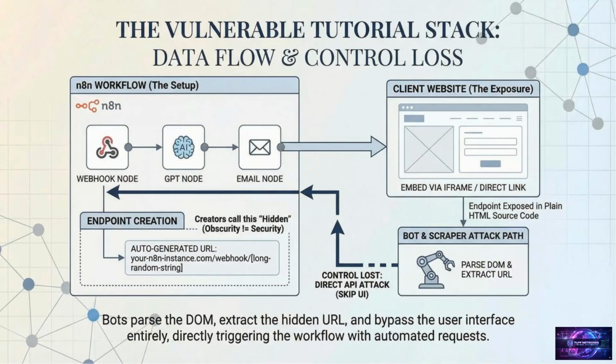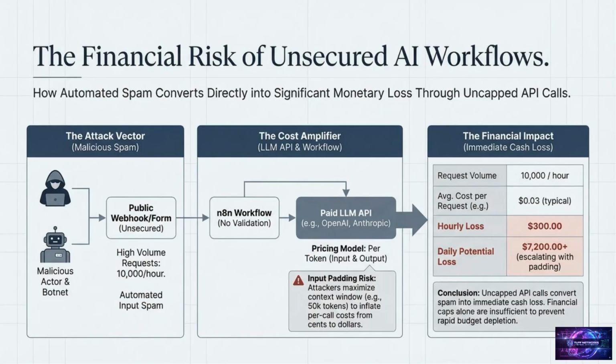Let's do the math. Suppose a bot attack sends 10,000 requests in an hour, a very small number for a botnet. If each request costs you just 3 cents in API fees, that is $300 gone in 60 minutes. If it runs all night, you're looking at thousands of dollars. Furthermore, there is the infrastructure cost. N8N is efficient, but it has limits. If you are self-hosting on a small DigitalOcean droplet or a basic AWS EC2 instance, 10,000 concurrent executions will crash your server.